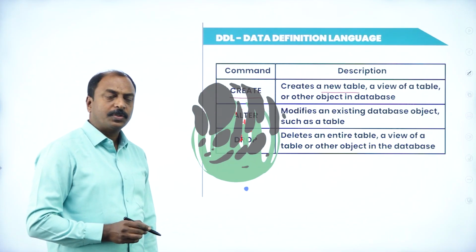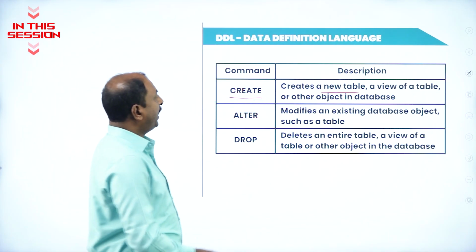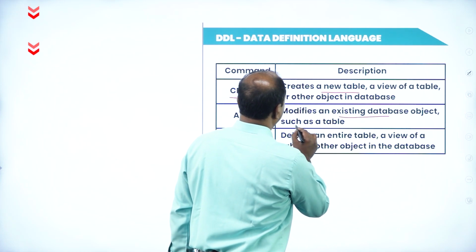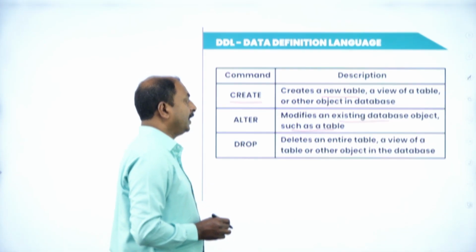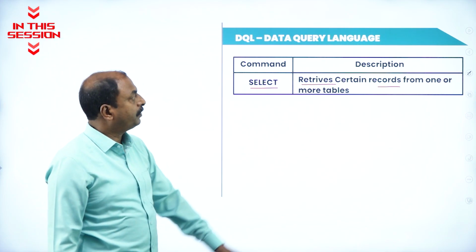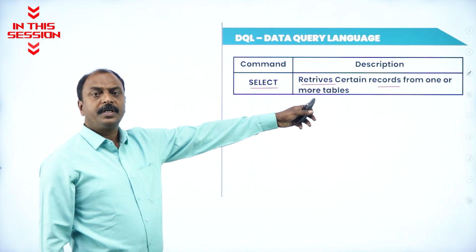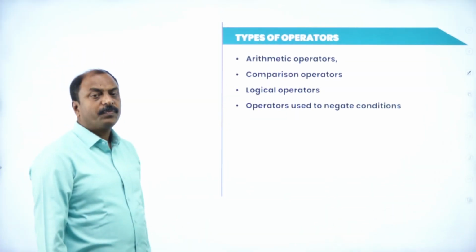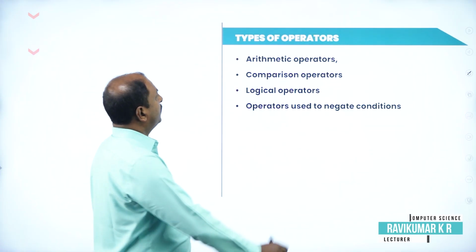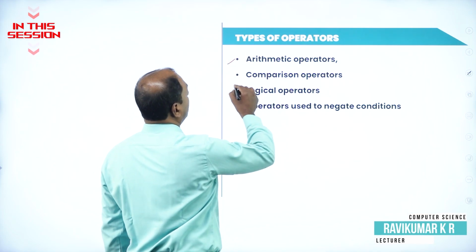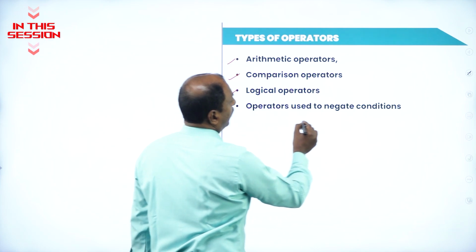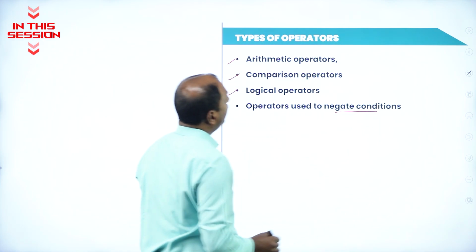Create command is used to create a new table, and alter command modifies an existing database object such as a table. Select command is used to retrieve the data of different records within a table or more than one table. Different types of operators: arithmetic operators, comparison operators, logical operators, and operator used to negate conditions.